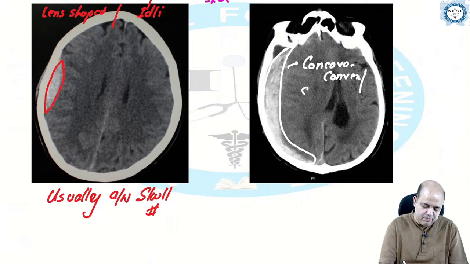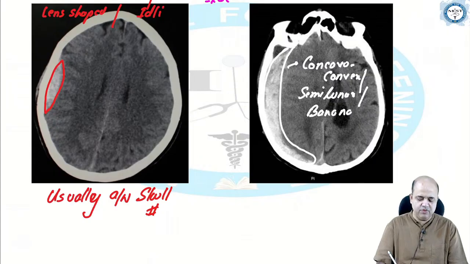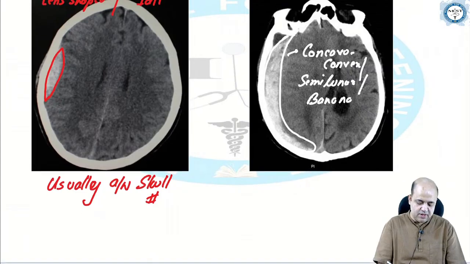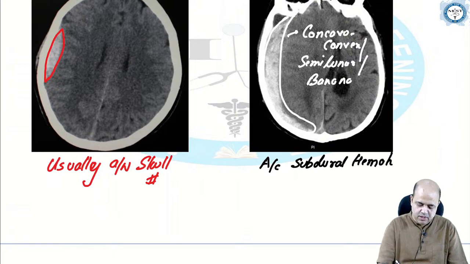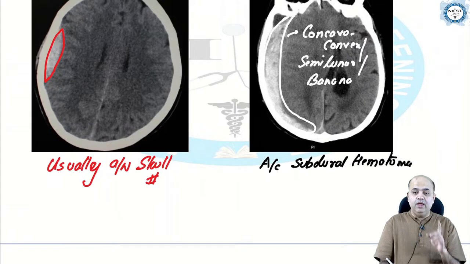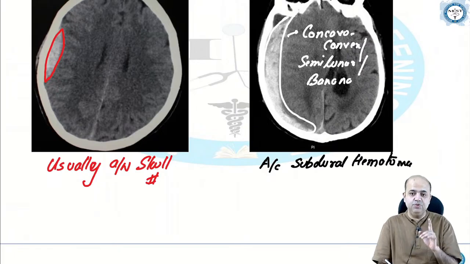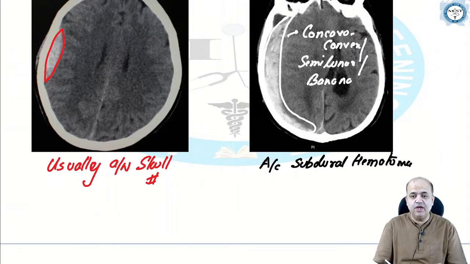This is semi-lunar shape. This also appears like a banana. This is a banana shape of the bleed. This is an acute subdural hematoma. Subdural hematomas can be acute, subacute, or chronic in presentation. It is due to the rupture of the bridging cortical veins.